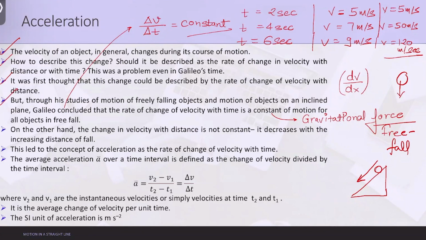On the other hand, the change in velocity with distance was not constant. It decreases with the increasing distance of fall. So it was not constant, and basically it cannot be used as a concept in kinematics. That led to the concept of acceleration as the rate of change of velocity with time.